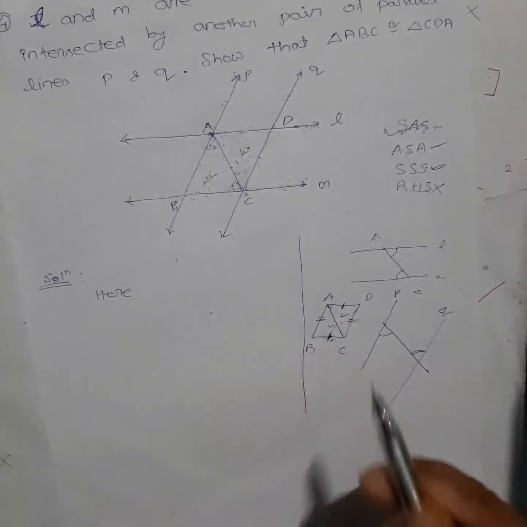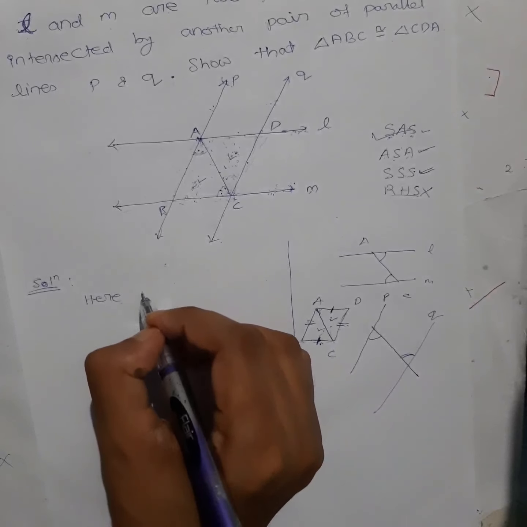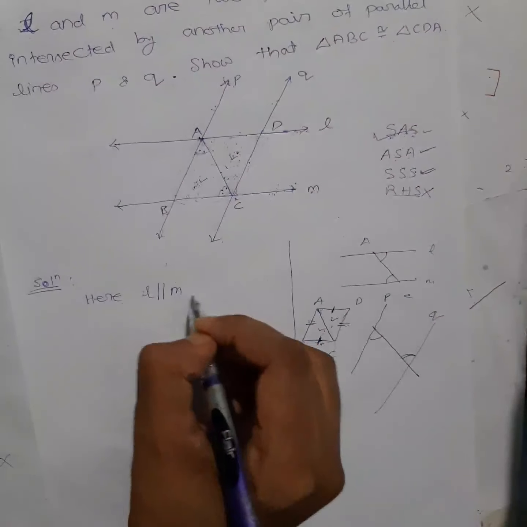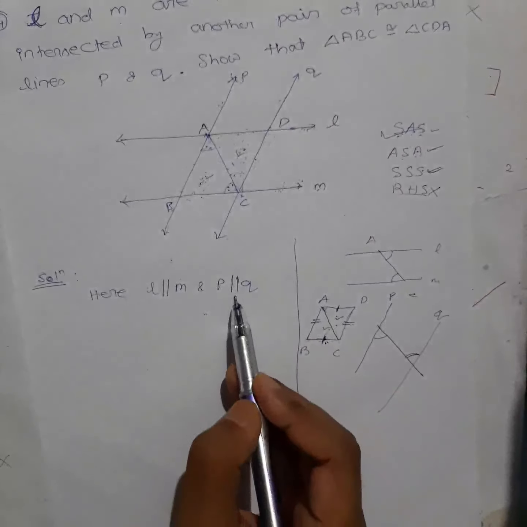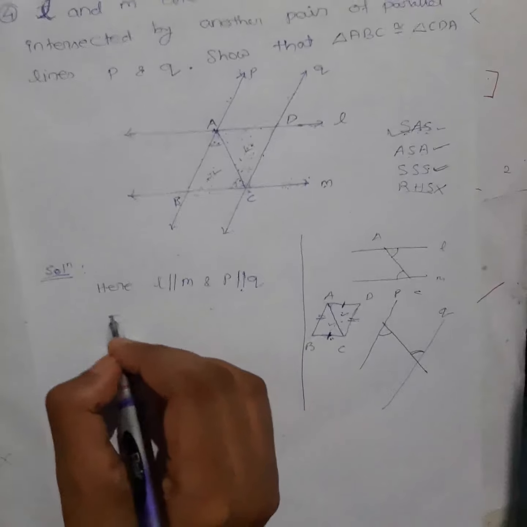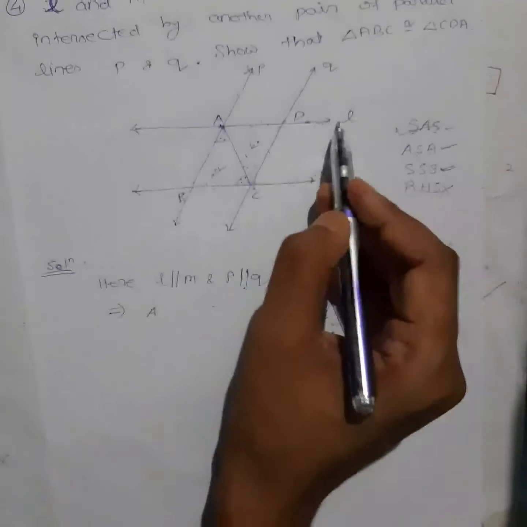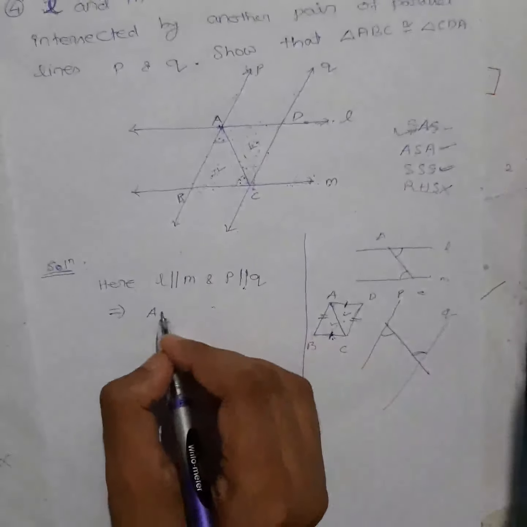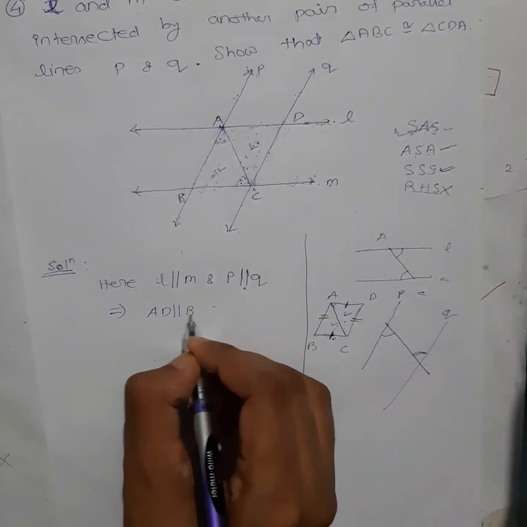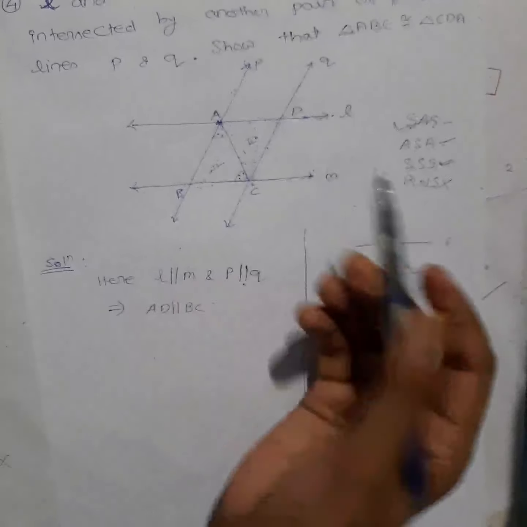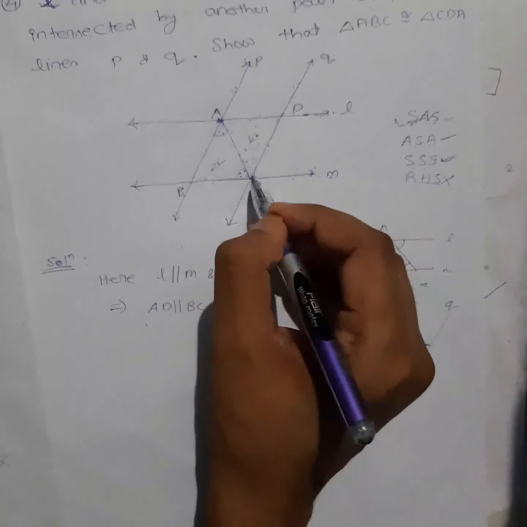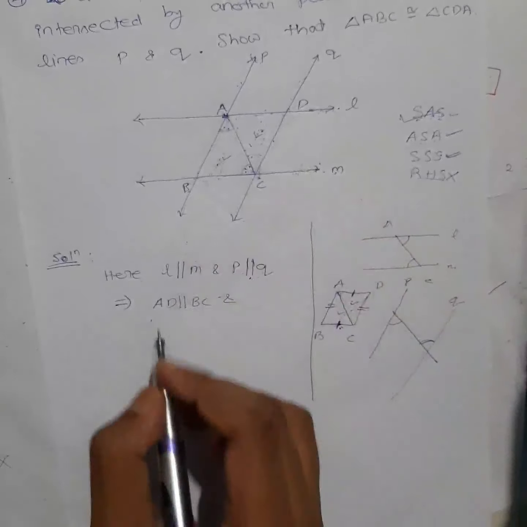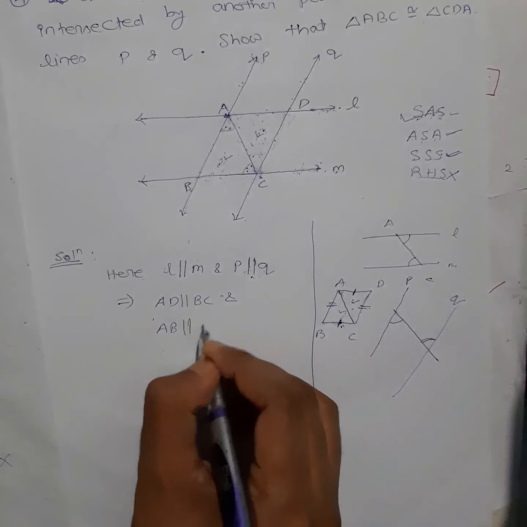I will show you this method also. Okay, so here L is parallel to M and P parallel to Q. Remember, this is the symbol for parallel lines, right? If L is parallel to M, can I say AD parallel to BC? AD parallel to BC I can say, right? Because same line. And can I say P parallel to Q means what? Can I say CD parallel to AB, or AB parallel to CD?